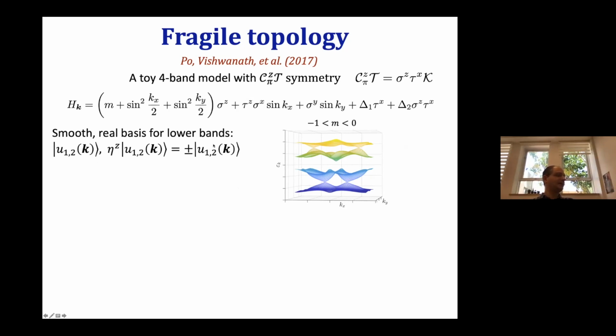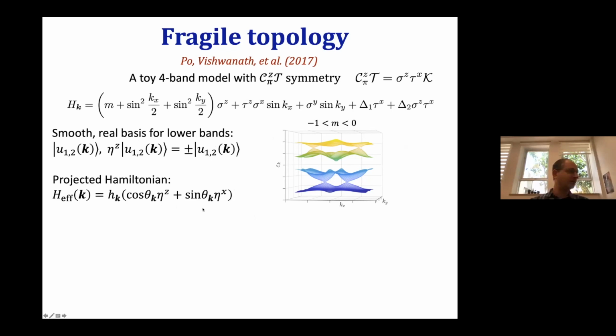We can span them in terms of a smooth basis over almost the entire Brillouin zone by two wave functions. Now, in a proper gauge choice, the C2T acting on this pair of bands would actually just look like complex conjugation. So we can represent the two states that are spanning this pair of bands by two real vectors. And therefore, the effective Hamiltonian projected to these two bands would be a real 2 by 2 Hamiltonian. So it just has two Pauli matrices, eta z and eta x, but no eta y. Okay, so the eta y is forbidden by symmetry.